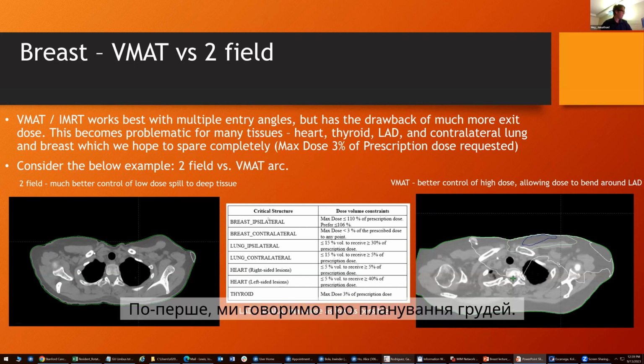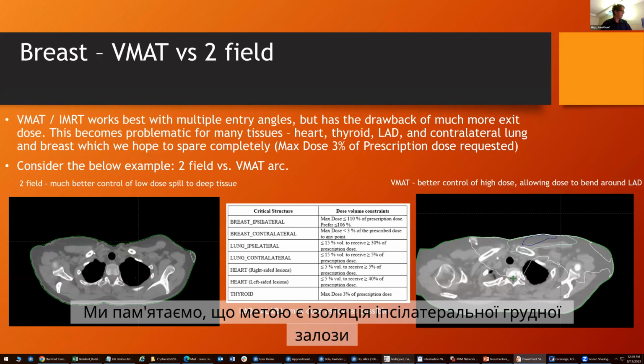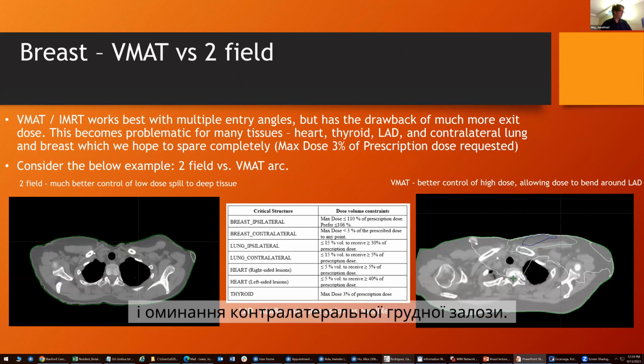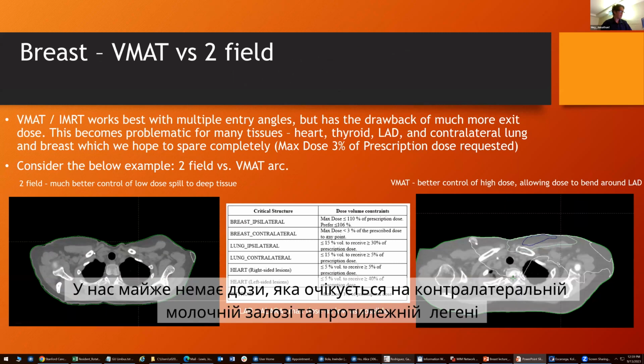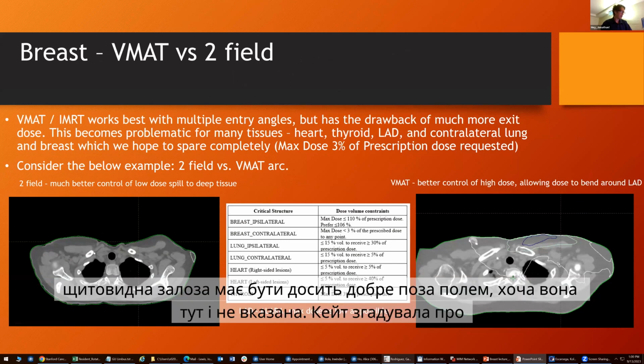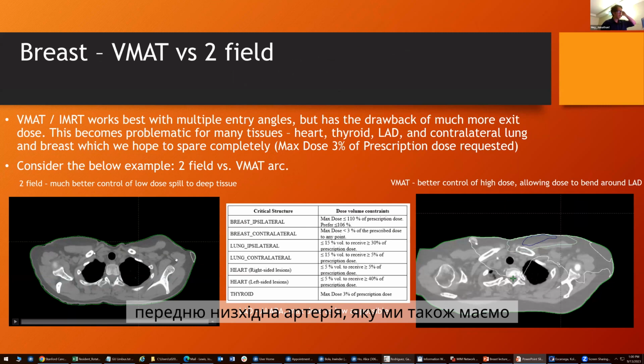When we're talking about breast planning, whoops, let's go back one. Remember, the goal is to isolate the ipsilateral breast and spare the contralateral breast. So you can see a lot of our metrics are designed to meet that goal. We have almost no dose expected to the contralateral breast and the contralateral lung. The thyroid should be pretty well out of the field. And while it's not listed here, Kate did mention the left anterior descending artery, which we also have high ambition to spare.